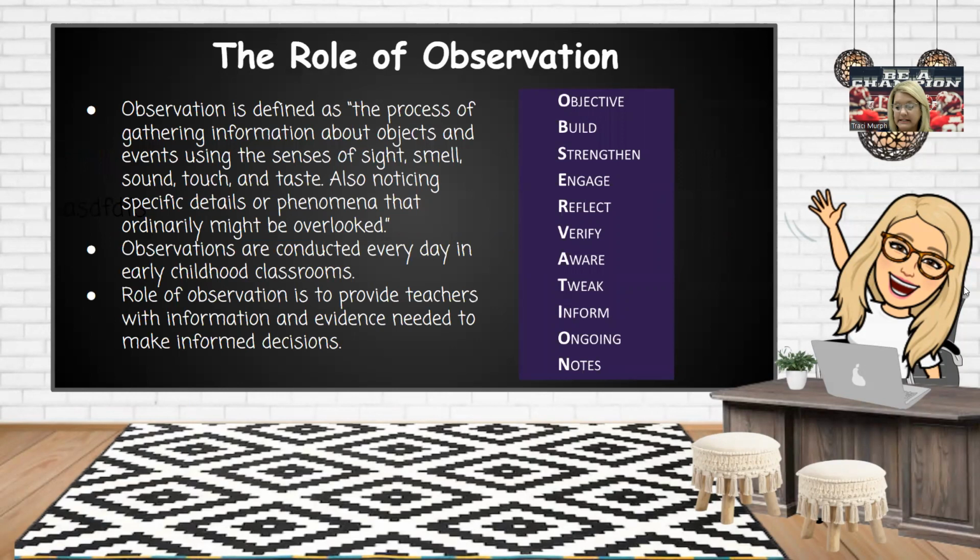Observations are conducted every day in early childhood classroom environments. Intentional teachers use their observations to plan and implement curriculum, set up engaging learning environments, monitor the children's social interactions, track behaviors, communicate with families, and assess each child's progress and development. Essentially, observations help teachers to be more accountable. The role of observation is to provide teachers with information and evidence that they will need to make informed decisions on how to best support the children in their care.